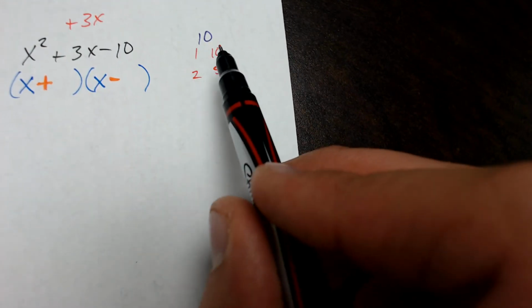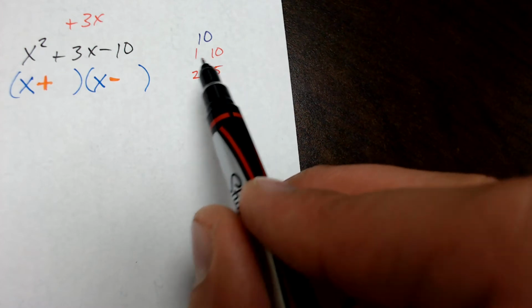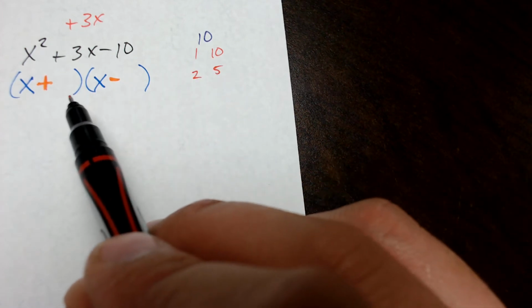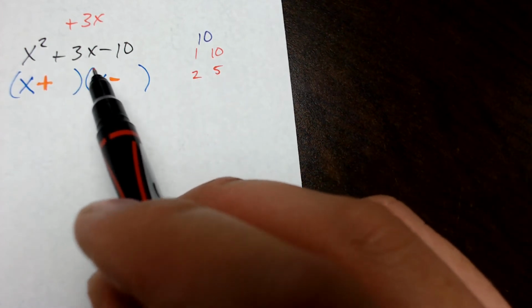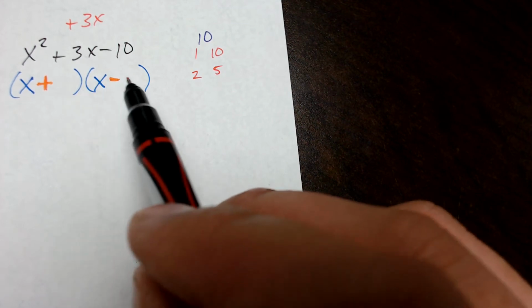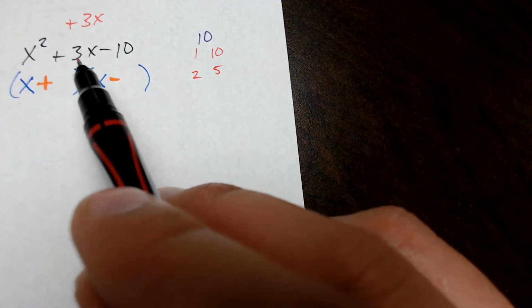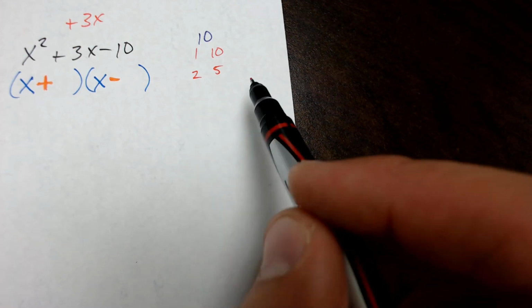So if I look at this, and I'm just looking at the factors of 10, is there any way that I can put negative 10 and positive 1 to equal positive 3? No. What if I make 10 positive? What about positive 10 and negative 1? They will never add up to positive 3. However, 2 and 5 work.